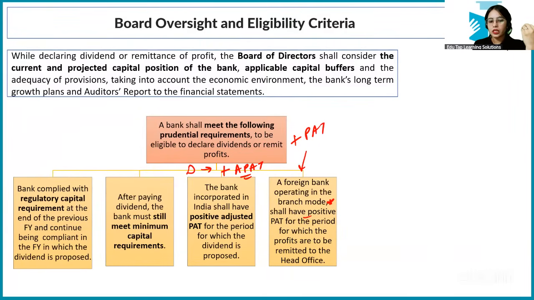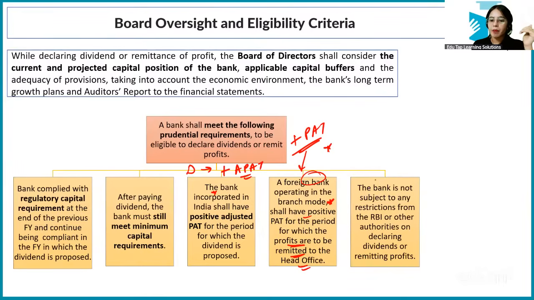So for the bank that is incorporated in India, such as the State Bank of India, Punjab National Bank, HDFC Bank, ICICI Bank, that are the Indian banks basically, they need to have a positive adjusted profit after tax to release the dividend. But a foreign bank that is operating in the branch mode, they only need to have the positive profit after tax to release the dividend. Okay, sorry, to release the profits to their head office.